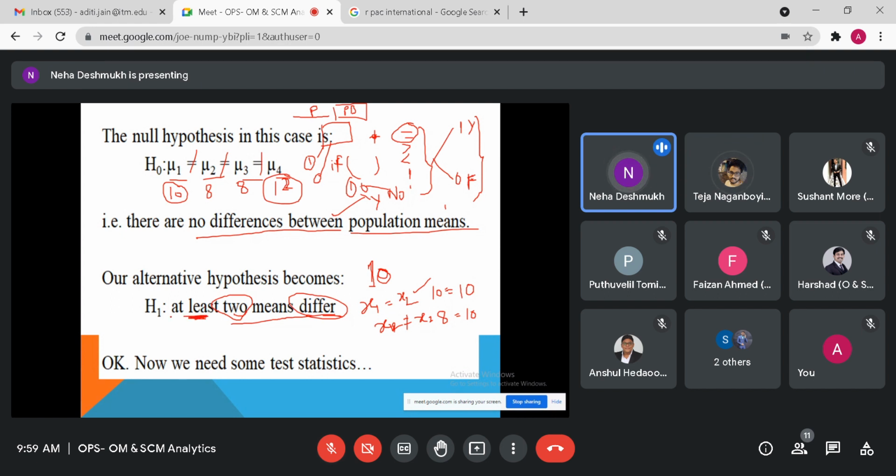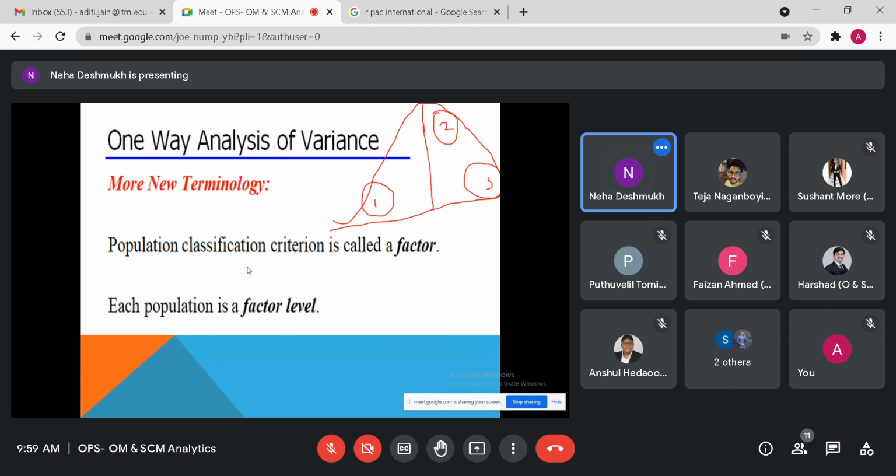Two values are equal, but for the null hypothesis, all the values should be equal. There is no at-least term here. If this is the case you are having, it is the case of the alternative hypothesis. If 4, 5 or 6 means are there, then mu4 is equal to mu5, mu5 is equal to mu6, meaning all are on this line.